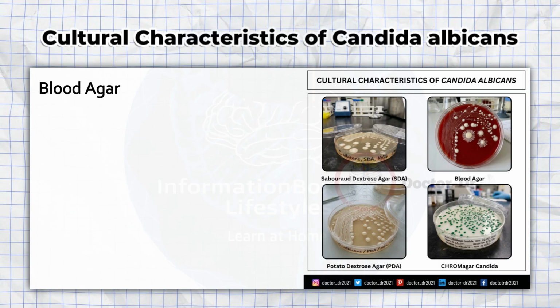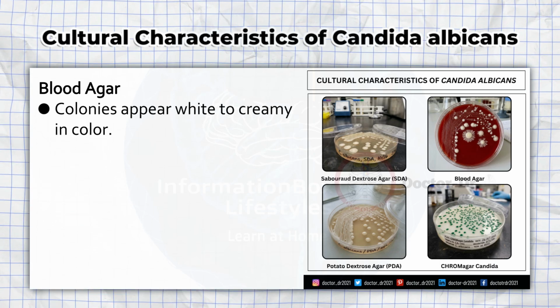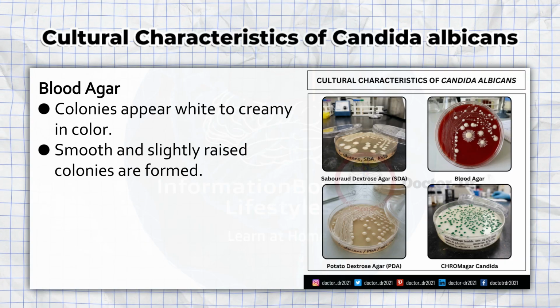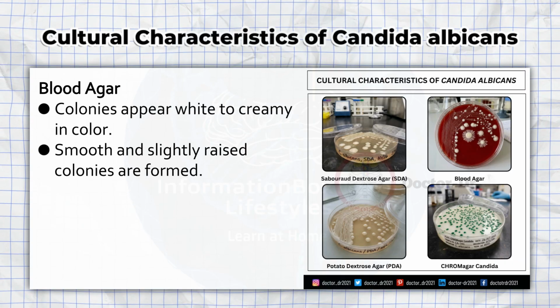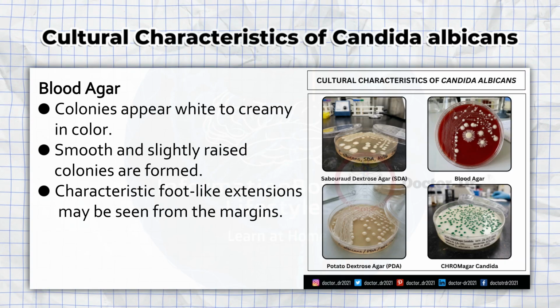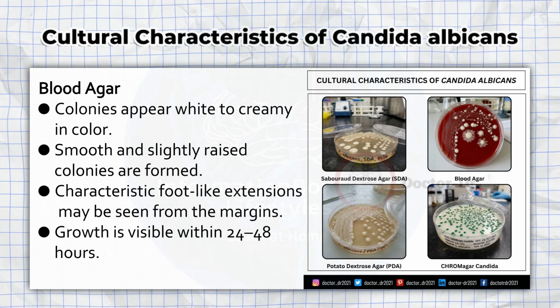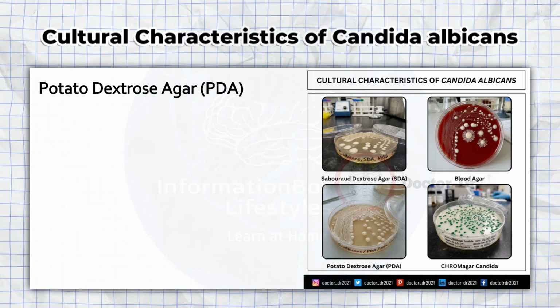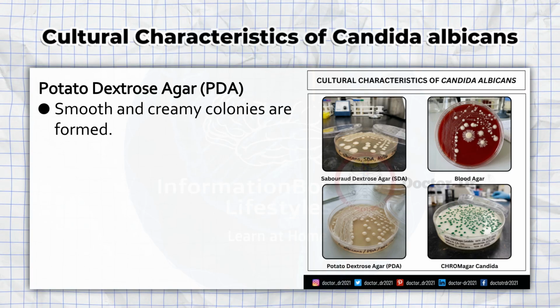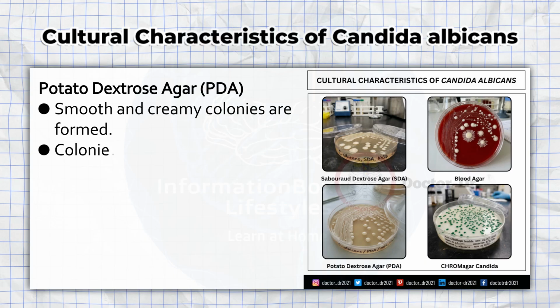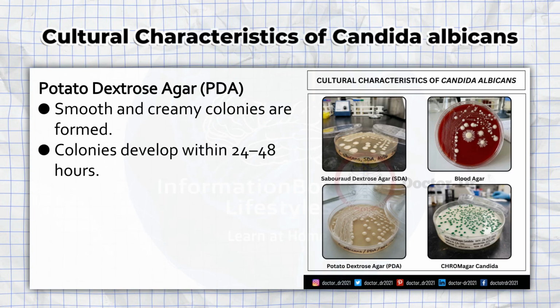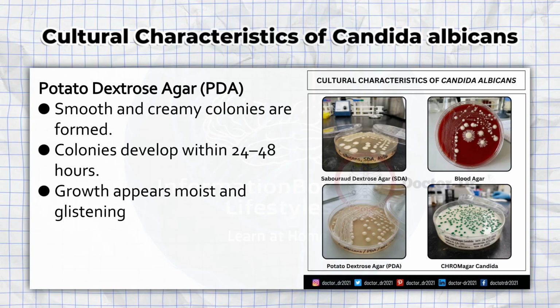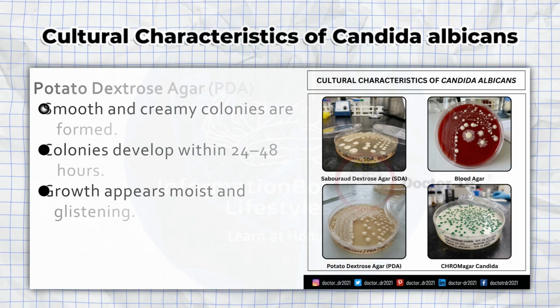Blood agar. Colonies appear white to creamy in color. Smooth and slightly raised colonies are formed. Characteristic foot-like extensions may be seen from the margins. Growth is visible within 24 to 48 hours. Potato dextrose agar, PDA. Smooth and creamy colonies are formed. Colonies develop within 24 to 48 hours. Growth appears moist and glistening.